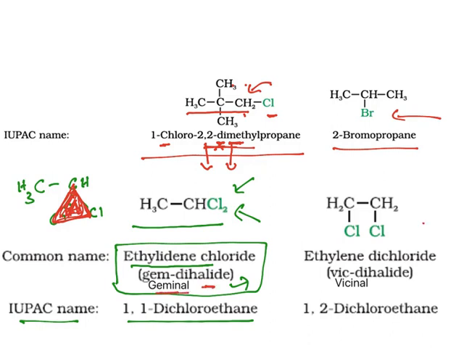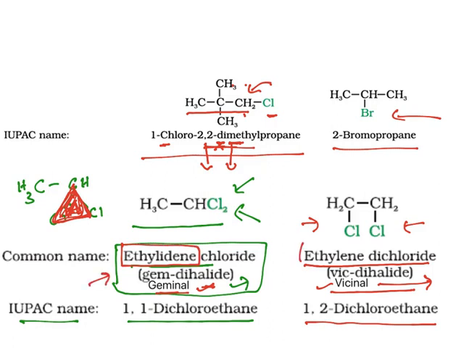Now the other one, 2 substitutions are present on 2 neighboring carbons. They are known as ethylene dichloride or vicinal dihalide. Vicinal means neighboring group. In IUPAC it is simple, 1,2-dichloroethane. You need to understand what is meant by geminal and what is meant by vicinal, and commonly they are known as ethylidene for geminal, whereas ethylene for vicinal. So these are all the important aspects.